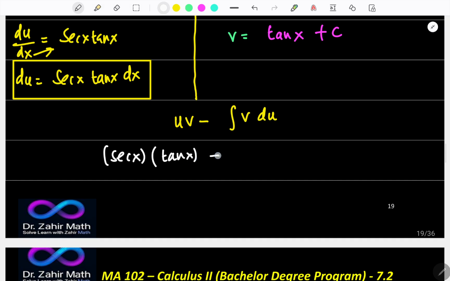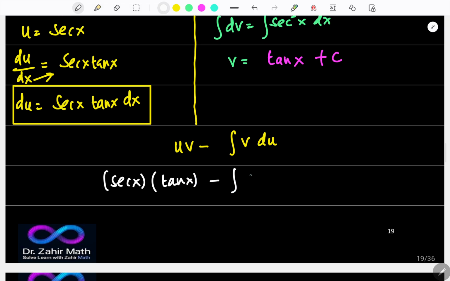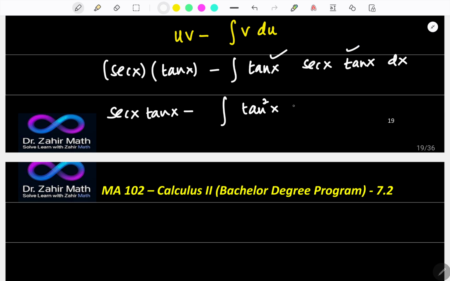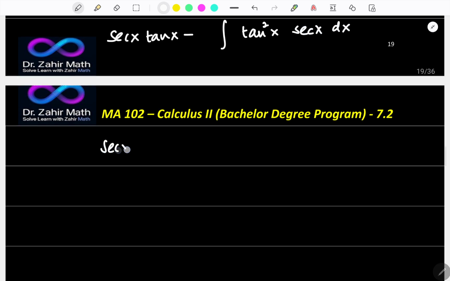v is tan x minus integral. What is v? Tan x. What is du? Secant x tan x and then dx. So now what happens? This is secant x tan x, integration is over. But here you will get tan square x, tan into tan is tan square, into secant x dx. So this equals secant x tan x minus integral.